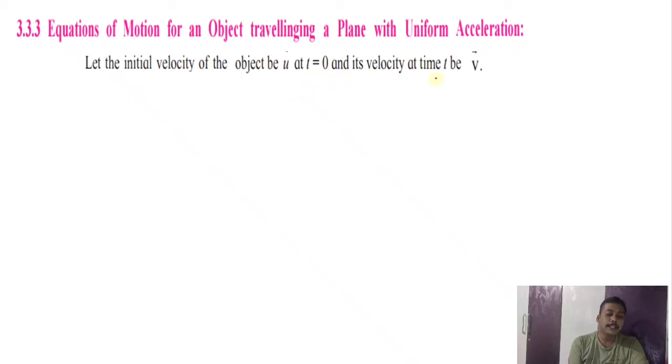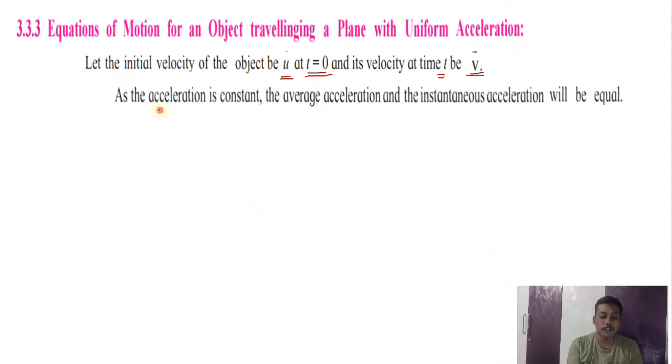So let's see here, let the initial velocity of the object be u bar at t equal to 0 and its velocity at time t be v bar. If the object is traveling in a plane, then we consider two velocities here. At t equal to 0, that is at the start, we can call it the initial velocity. So the initial velocity of the object is u bar at t equal to 0, and at time t the velocity becomes v bar.